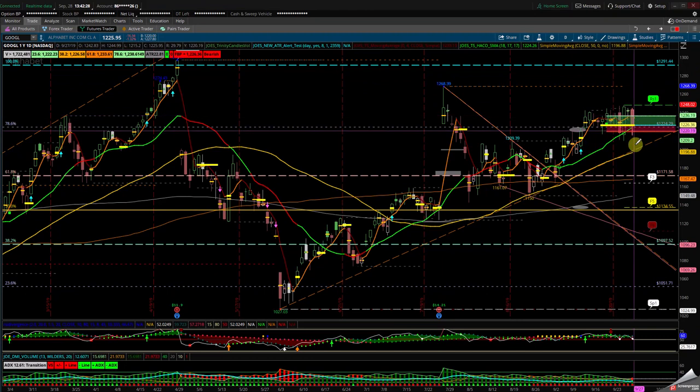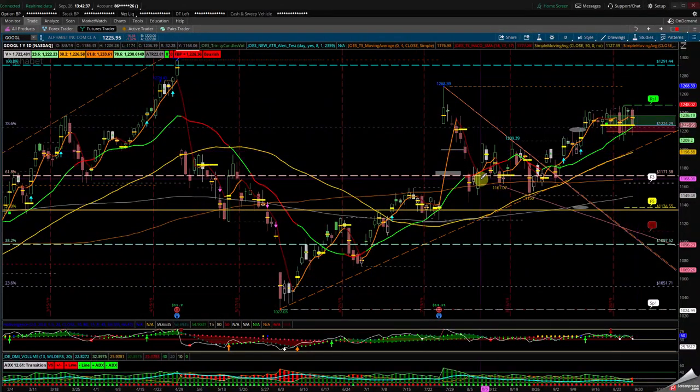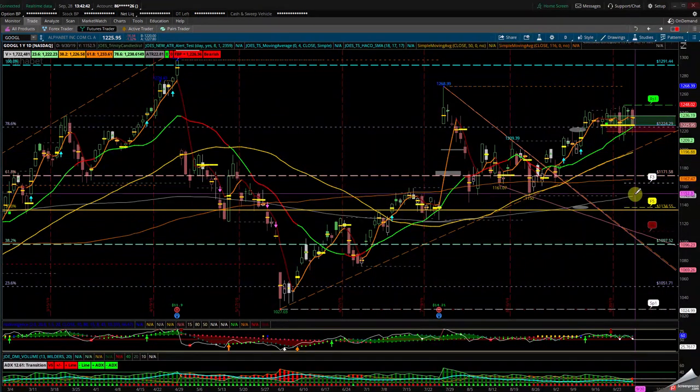If it falls through, first, you lose your 18, you lose this channel, you go down to the 50 SMA. And if this channel is lost, we go back into this consolidation area, which is the 38.2 and my 116 SMA. The 200 would be right here at the 1150.